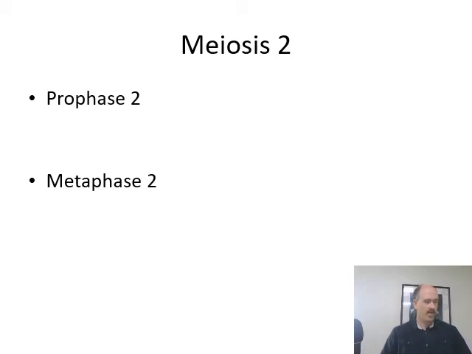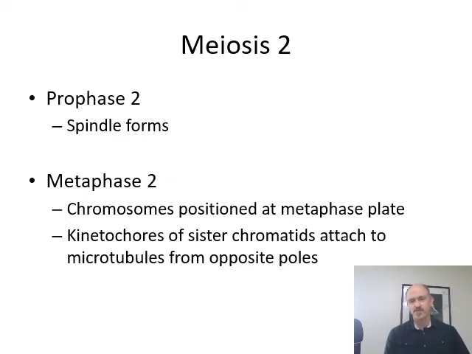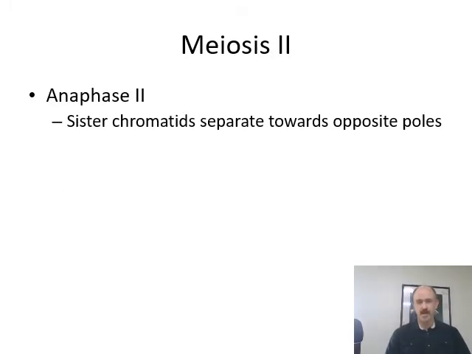All right, the cell has undergone meiosis 1, and now we're entering into meiosis 2. The spindle forms. This is going to look a lot like mitosis, by the way. Meiosis 2 looks like mitosis. Chromosomes positioned at the metaphase plate again in metaphase 2. Kinetochores of sister chromatids attached to microtubules from opposite poles, just like before. And in anaphase 2, sister chromatids separate towards opposite poles.